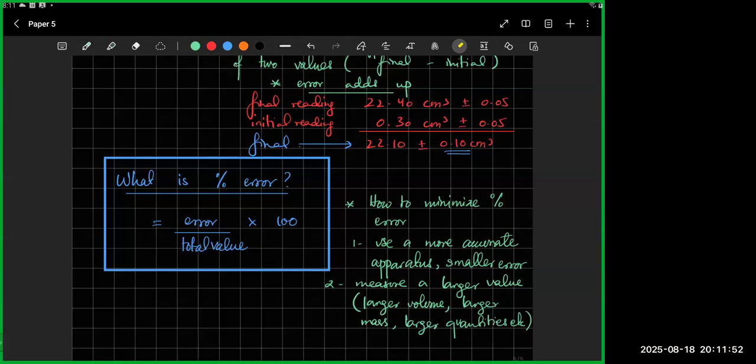Umar, is this clear? Baba, is this clear? Yes, sir. So keep this in mind.